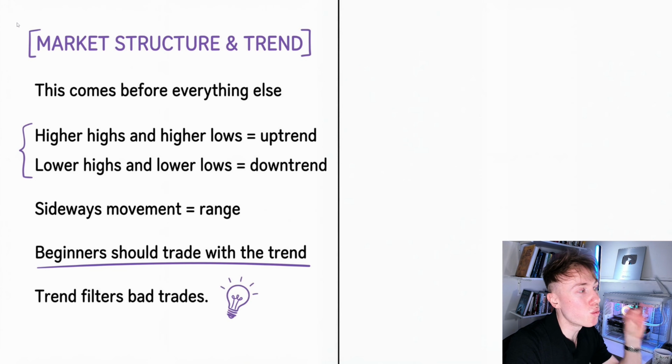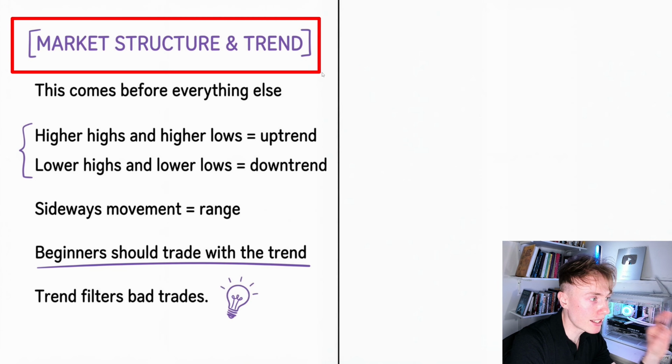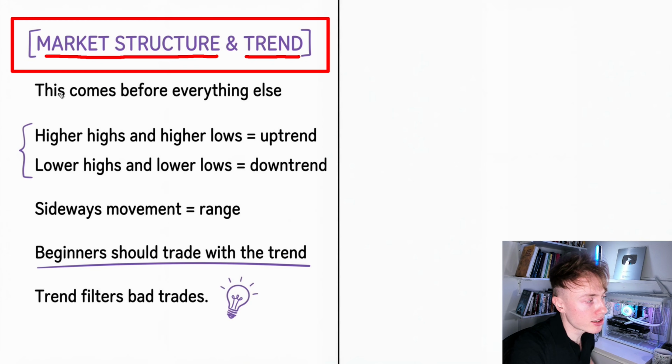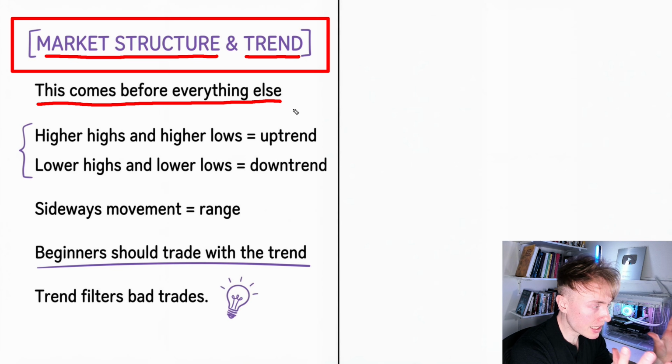Now let's talk about one of the two most important foundations in trading, and that is something called market structure, or market structure and trends. And this is something you basically need to learn before everything else. The very basics of market structure is that you need to learn about trends and you need to learn about ranges.